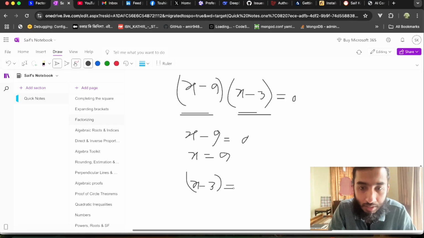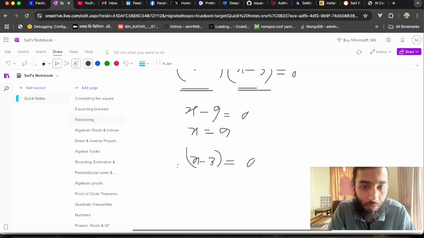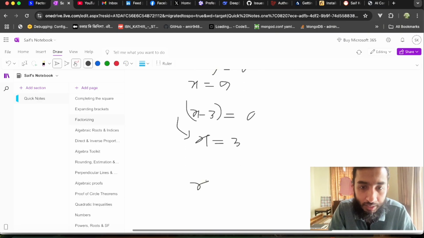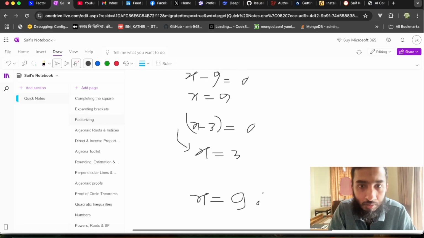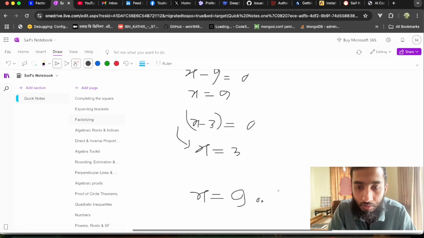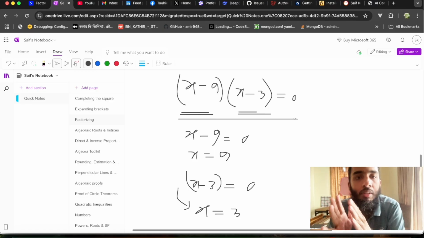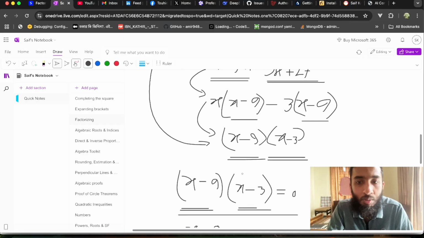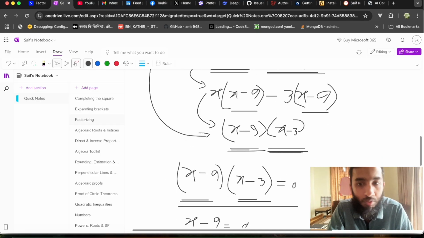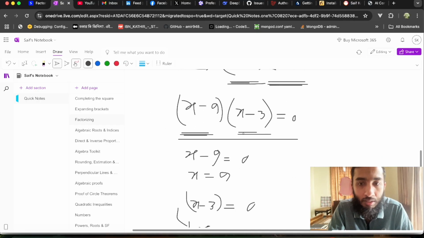So x minus 3 is 0. If x minus 3 is 0, what do we get? The value of x is 3. So the value of x can be either 9 or 3. This is the solution of this equation. So this is how you can first factorize this expression into a product of two expressions, and then you solve the equation.